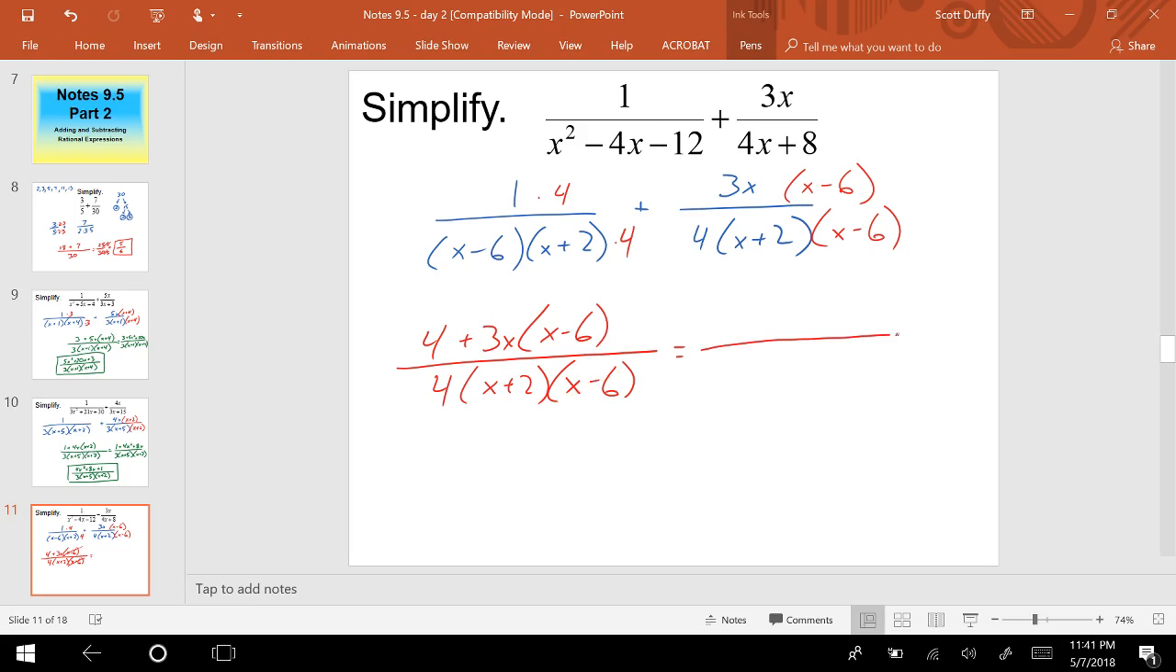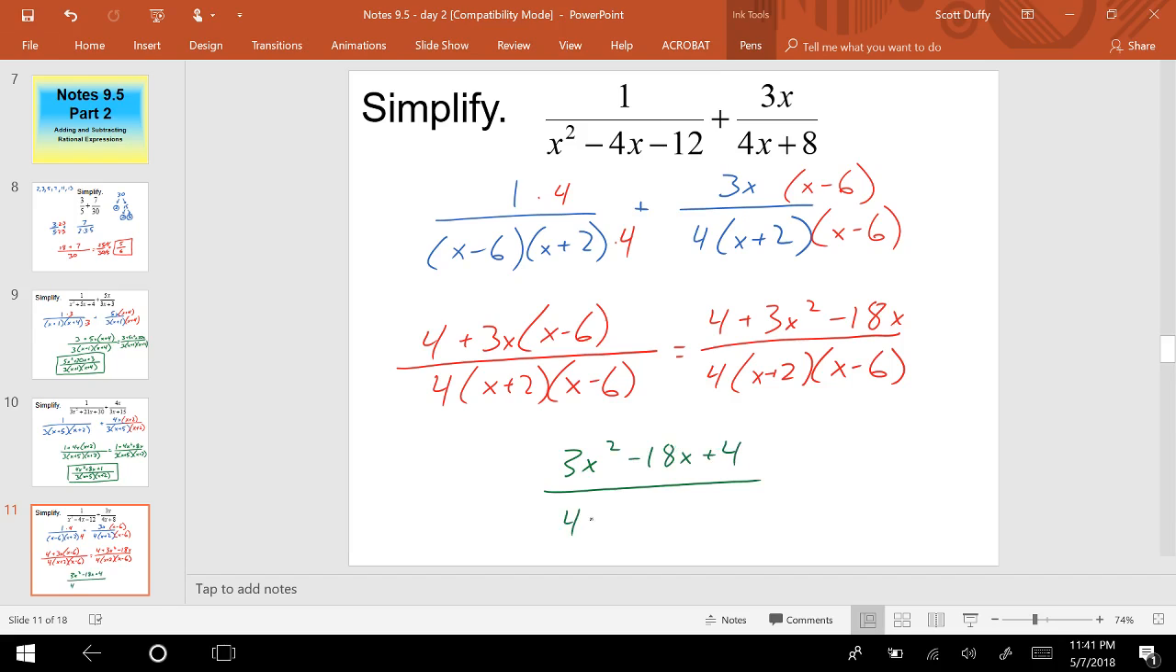So we will simplify. 4 plus 3x times x is 3x squared. 3x times the negative 6 is negative 18x. All over 4 times x plus 2 times x minus 6. Rewrite the top in standard form. So you have 3x squared minus 18x plus 4 over 4 times x plus 2 times x minus 6.